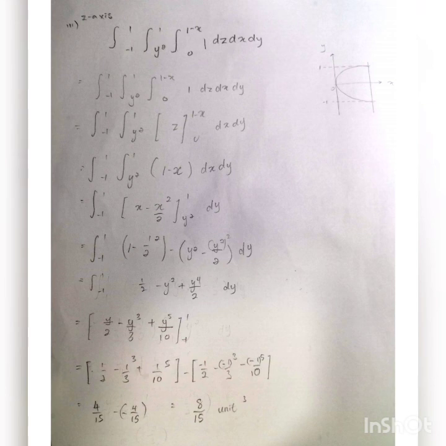The formula of the volume is as follows. The volume will be calculated from dz to dx to dy, and the volume of the object from the z-axis is 8/15 unit cube.